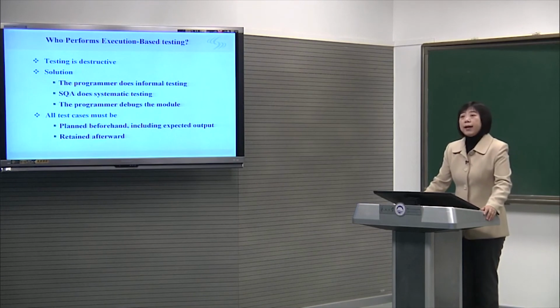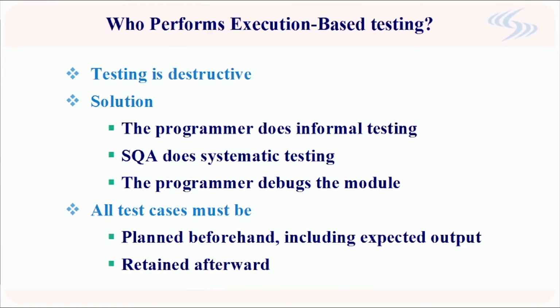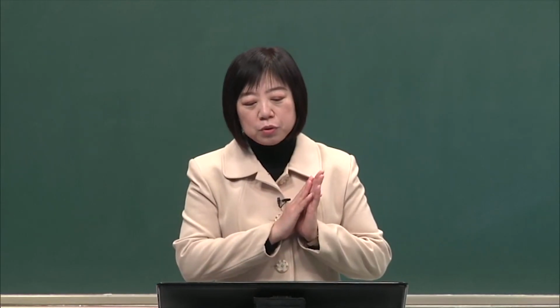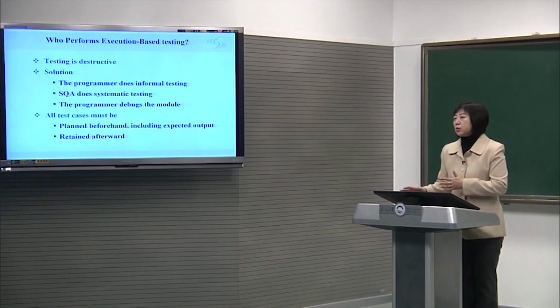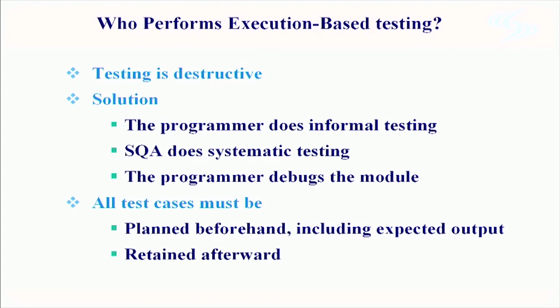Well, okay, the next point is who performs exclusion-based testing? The first thing that we should understand about exclusion-based testing is that it is destructive. That means testing tries to destroy the software system, tries to find its shortcomings, its bugs, errors. So the programmers cannot do the formal exclusion-based testing. That means programmers can only do informal testing, maybe just test its correctness and so on.